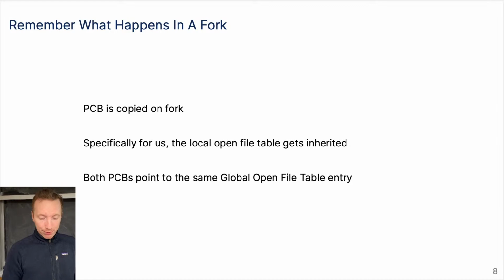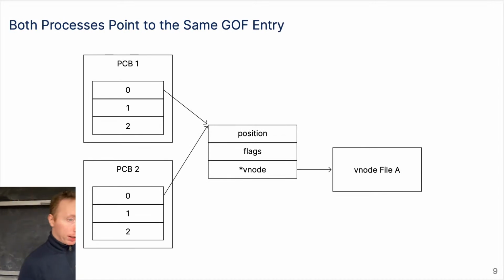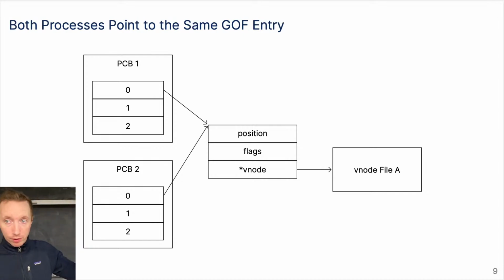So if we have a fork and they're just pointing to entries in the global file table, say we take process ID 1 and fork it, it would copy the local file table. So both the old and the new process are going to point to the same entry in the global open file table, and therefore share the same position.